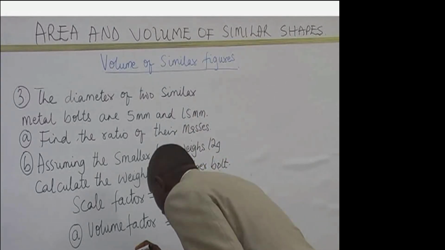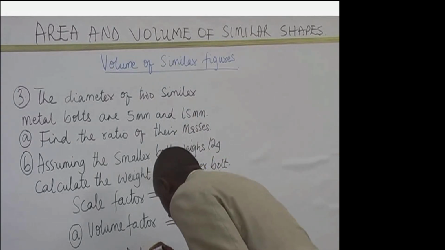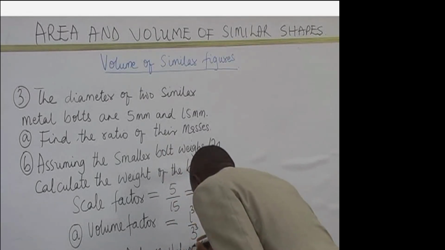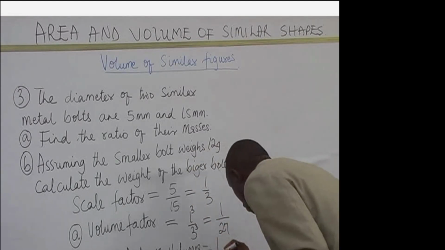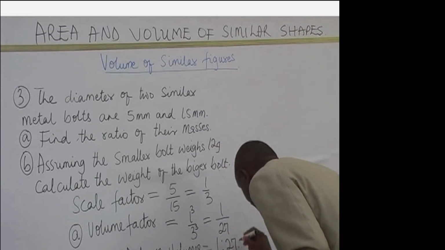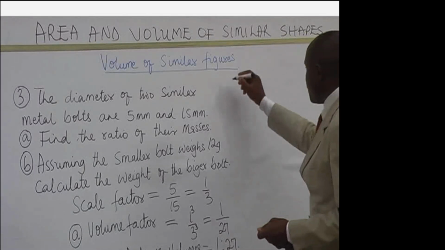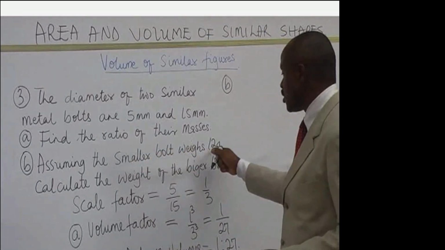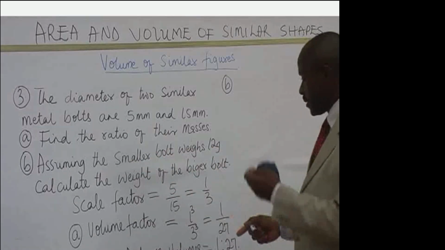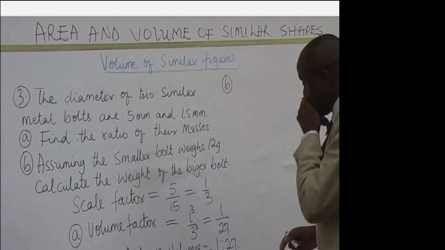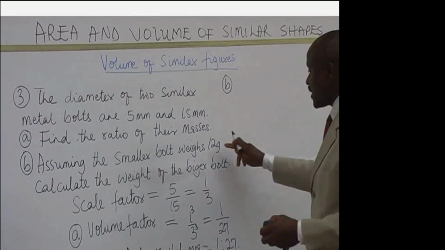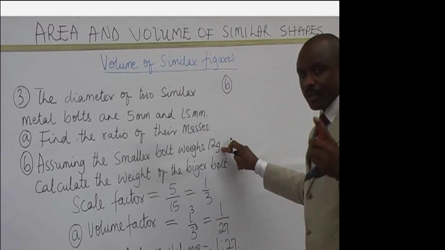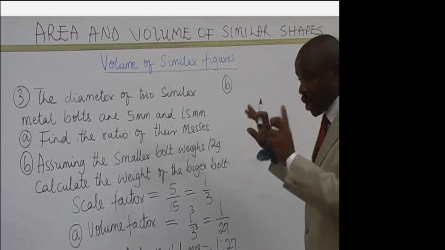The ratio of volume now, the ratio of their volumes, is equal to 1 is to 27. Now question number B. Question number B said, assuming the smaller boat weighs 12 grams. Now look at this. Weight we are talking of now is also the same thing as mass, and I told you it is equivalent to volume in this topic.